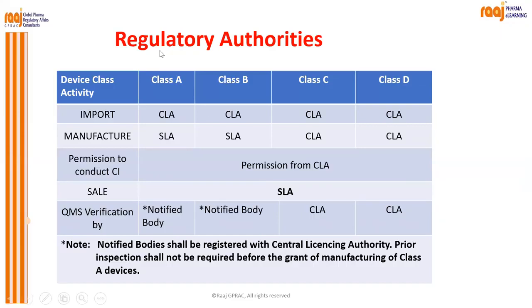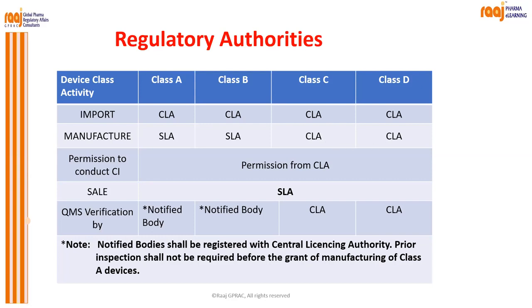You have to see under which category, which authorities are responsible. And see the device class activities when you are importing a class A device. Even for all classes A, B, C, D, CLA is the responsible authority. And when you are a manufacturer, then SLA in case of A and B, and in case of C and D, CLA will be responsible.